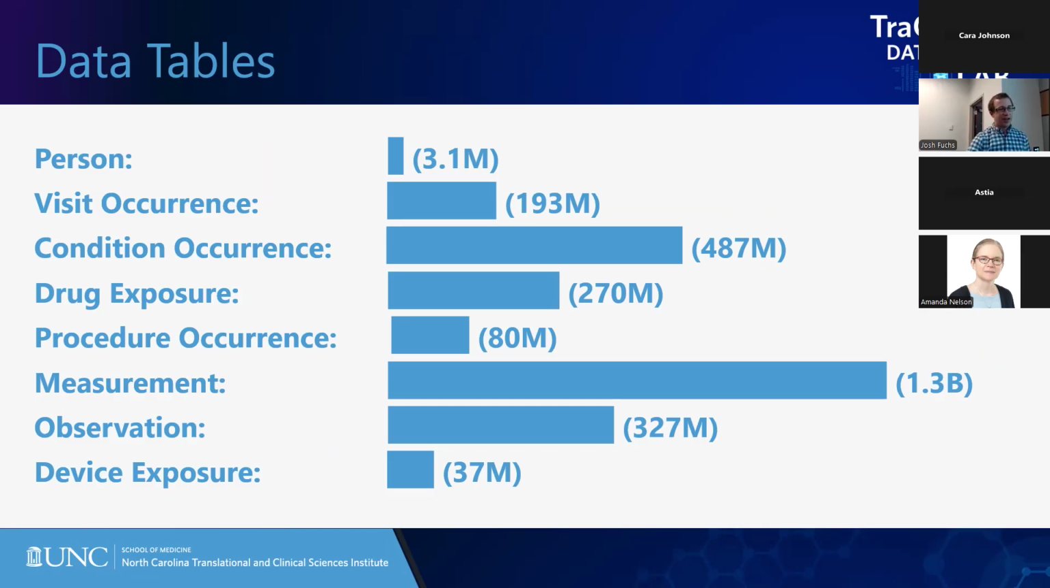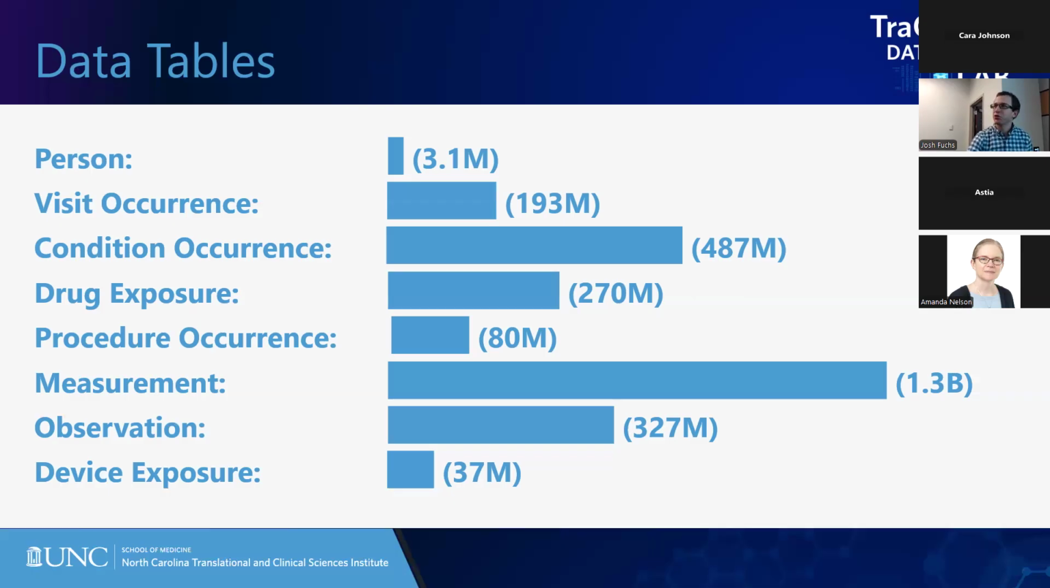as well. The drug exposure table, 270 million rows, has all inpatient and outpatient medications from Epic, including immunizations, prescriptions, administered medications. Let's see, the procedure occurrence table is 80 million rows, has mostly inpatient and ambulatory procedure information. The measurement table is the largest one here at 1.3 billion rows. It's a combination of labs and vitals for both inpatient and ambulatory settings.